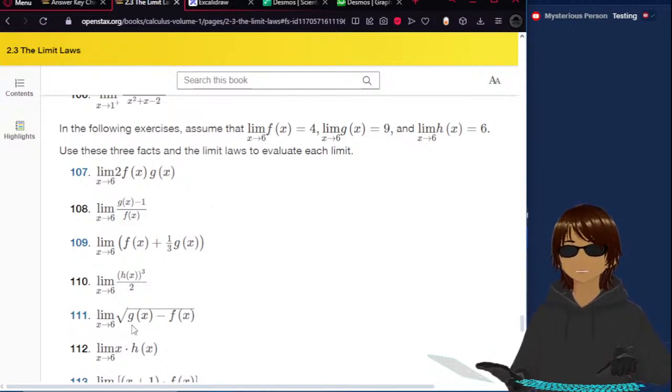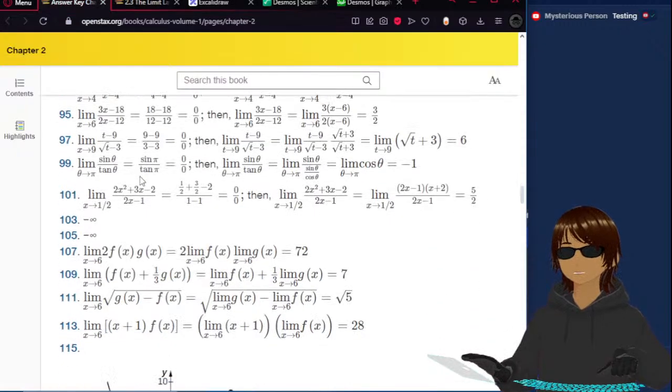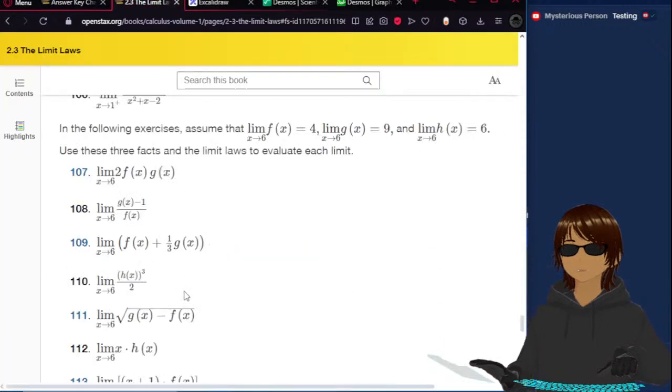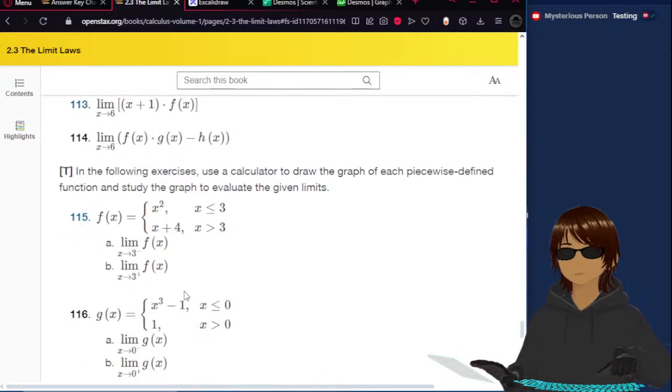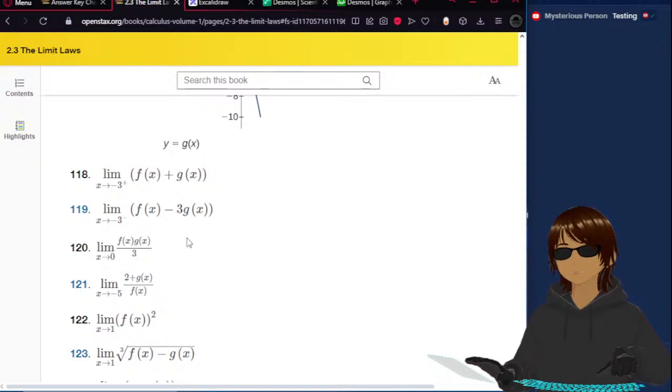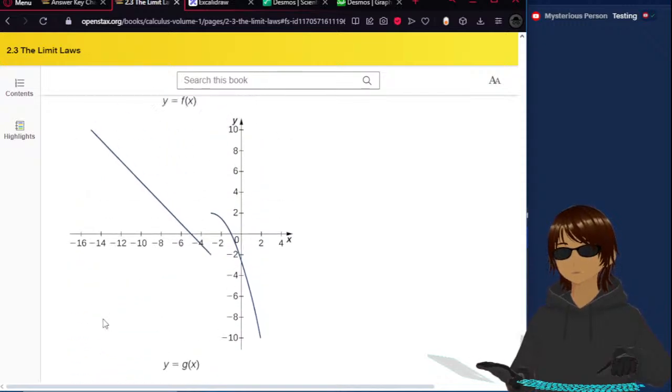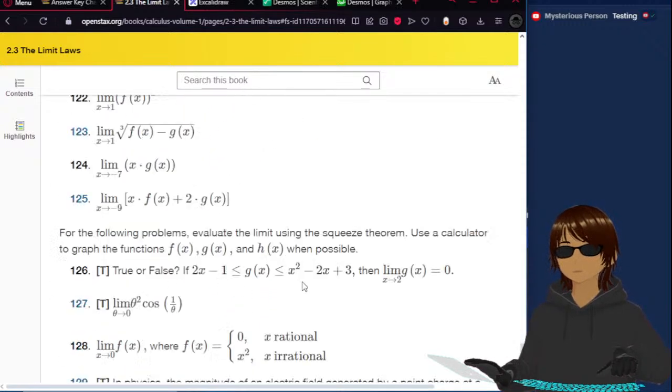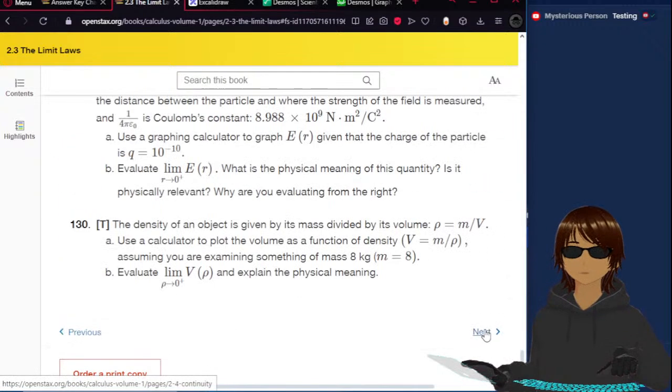X approaches 6. So limit of these two separately. So 9 minus 4 would be 5. Root 5. 1, 1, 1. Yeah. Okay, I don't want to draw. Okay, next.